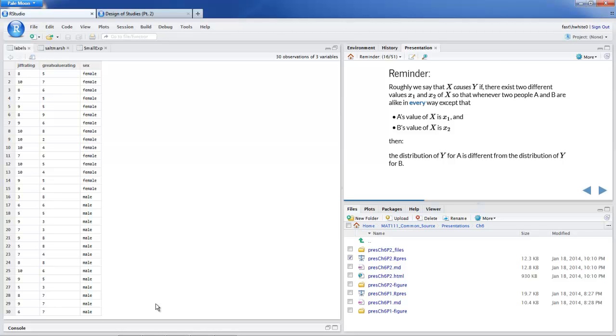Now each row is a person, a subject in an experiment, and the columns are variables that were measured on the person. Let's talk about the background for this experiment. It was done at Georgetown College by a couple of students in Math 111 some years ago. The students were interested in the following research question. Does the type of label that appears on a product affect people's perception of the quality of that product?